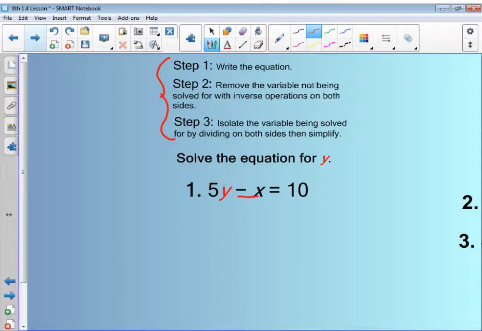Okay, so right now it's a minus x. So the opposite of minus x is to add x. So plus, that's really a 1x. So I'm going to write 1x. That cancels out. Whatever I do to one side, I do to the other.